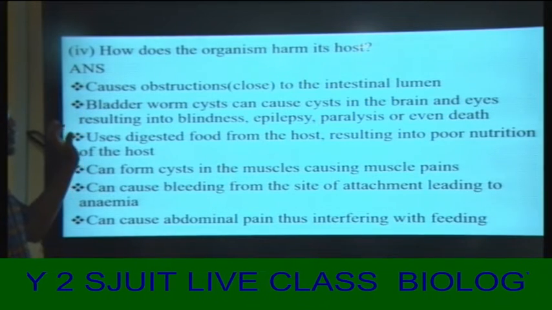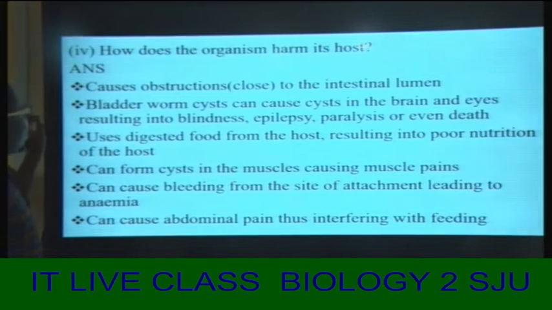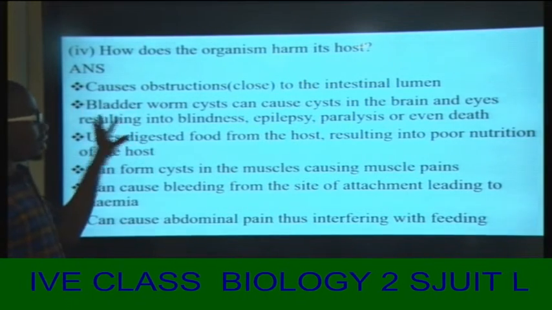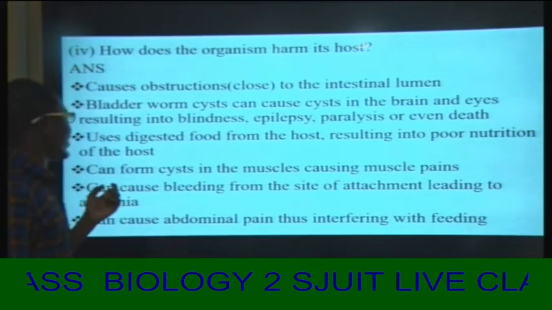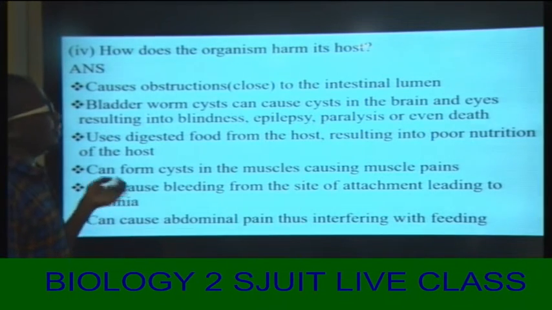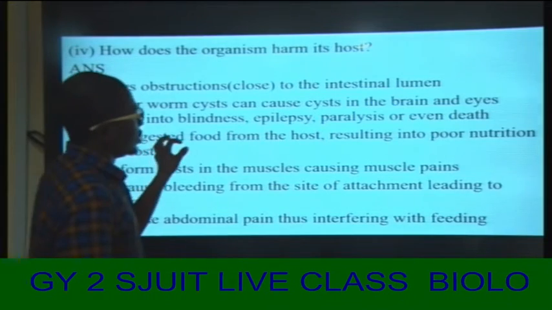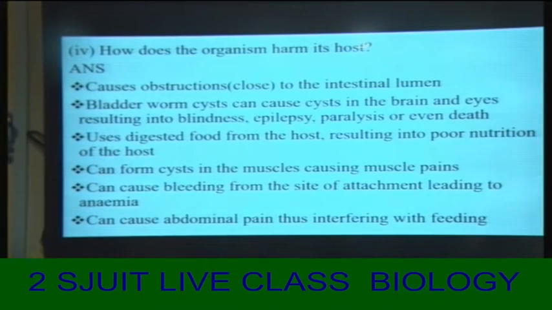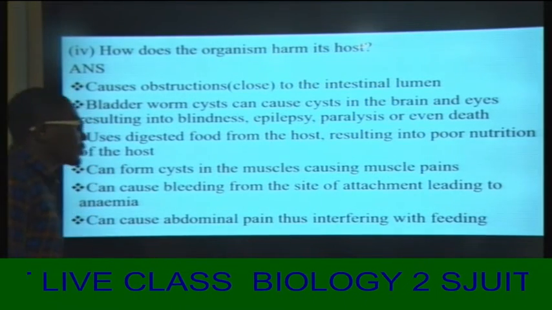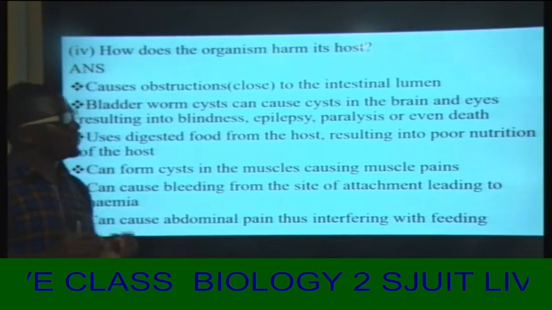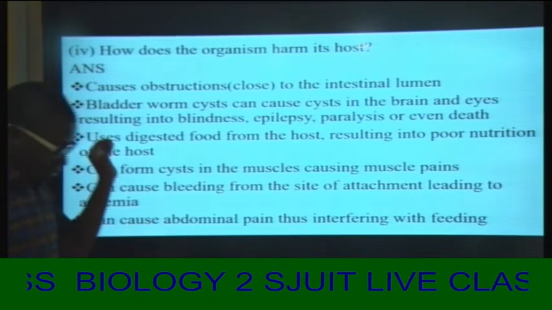The other complication has to do with the larva, particularly of the bladder worm form. The bladder worm cyst, when found in the brain and the eyes, can form cysts. If they are found in the eyes, they can cause blindness, and if they are found in the brain, they can cause epilepsy and even death. Why? Because, as you know, the brain is a very delicate organ. So these parasites can bring complications to the eyes. They can cause blindness, particularly the larval form.